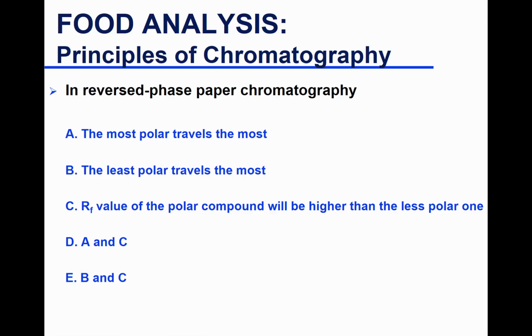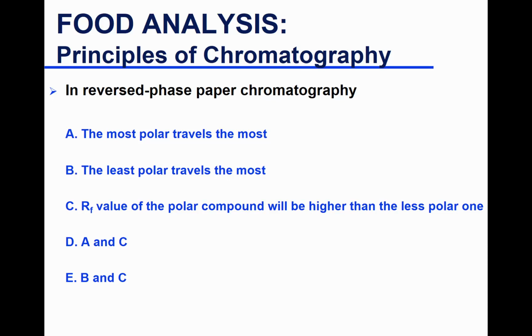So in reversed phase paper chromatography, the least polar travels the most. The Rf value of the polar compound will be higher than the less polar one. The Rf is the ratio of the distance moved by the constituent over the distance moved by the solvent. Okay.